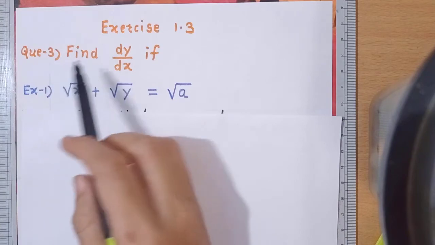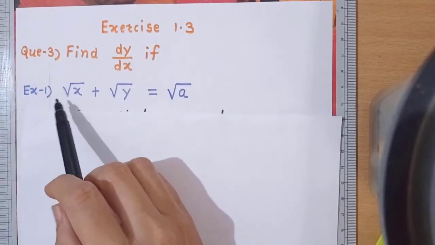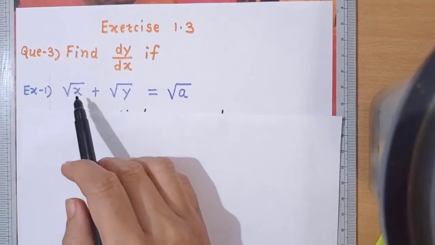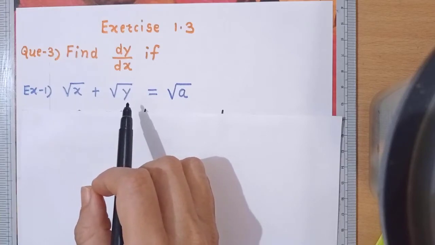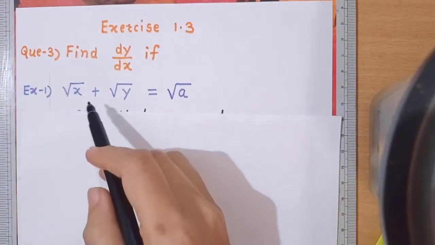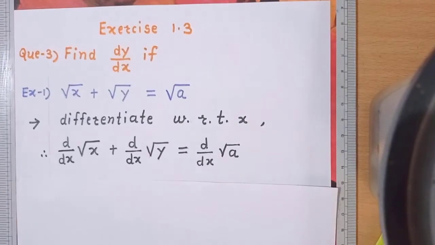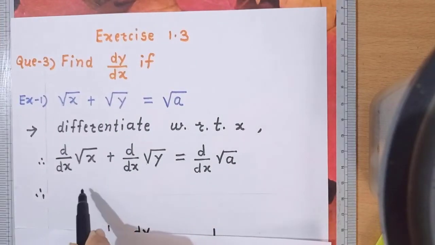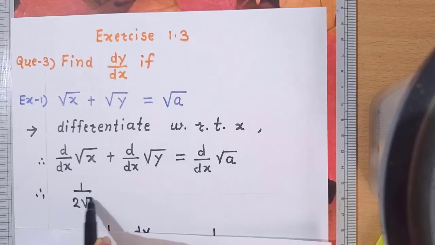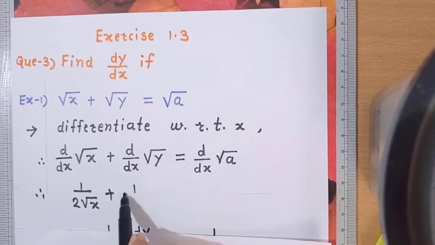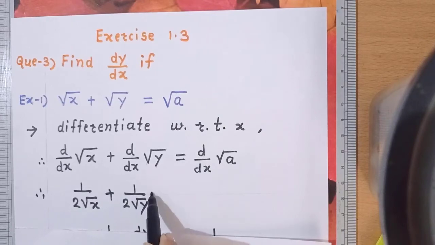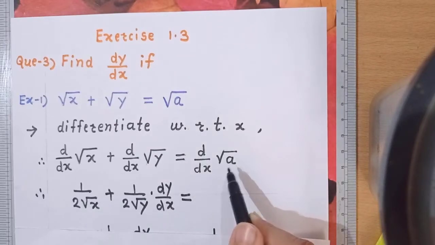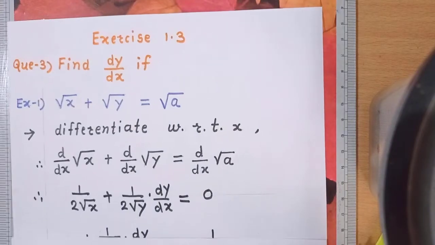Now let's solve question 3 from exercise 1.3, and our first example is this. Here we can observe an equation involving both the variables x and y. So here we will differentiate directly and find the derivative of each term separately like this. Derivative of root x is 1 upon 2 root x. Derivative of root y is 1 upon 2 root y, and again multiply dy by dx, and since this is constant, write down its derivative 0.